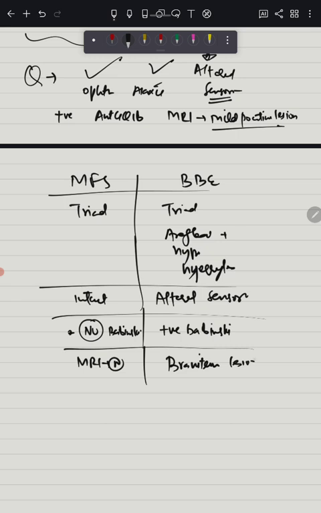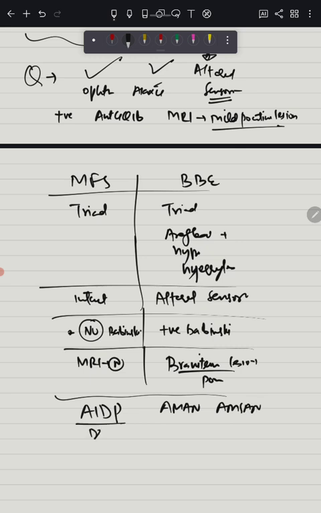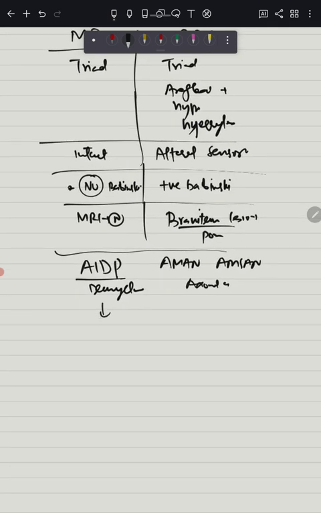So since we know that there are subtypes, for example AIDP, AMAN, AMSAN. So this is a demyelinating type of lesion. This is axonal attack. And in demyelinating type of lesions, you know that there will be decreased conduction velocity, conduction block will be present, and temporal dispersion will be present here, and there will be F wave abnormalities present.